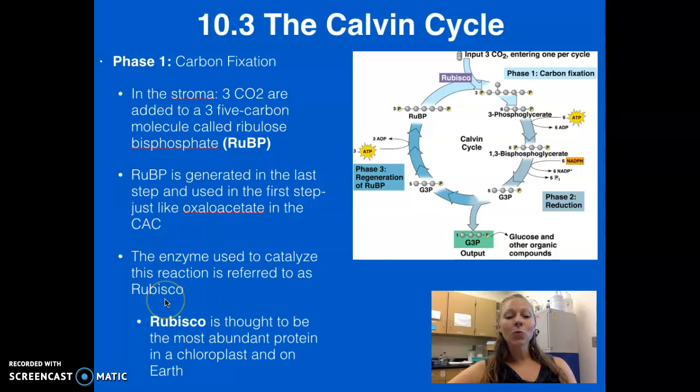And Rubisco is famous for the fact that it is thought to be the most abundant protein on Earth. It is the most abundant protein in the chloroplast, and there are many, many, many chloroplasts in each leaf. So there are many, many Rubisco molecules on the surface of the Earth.